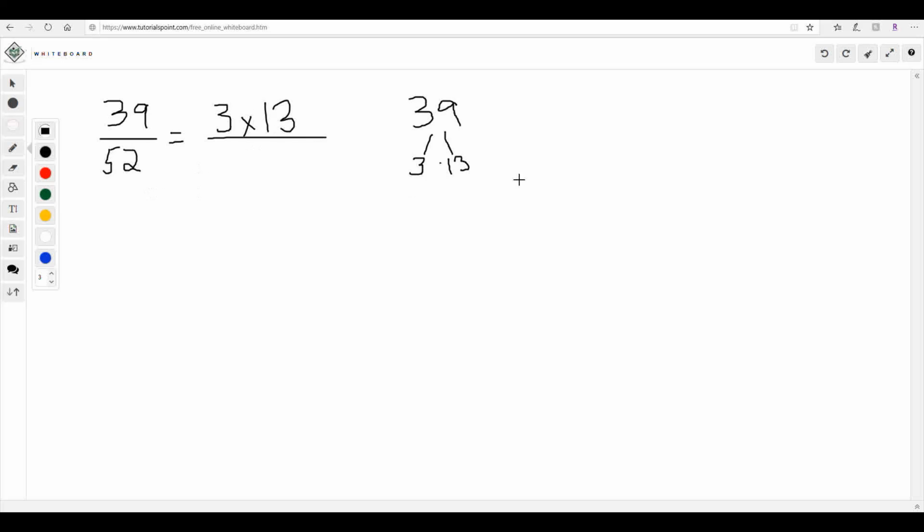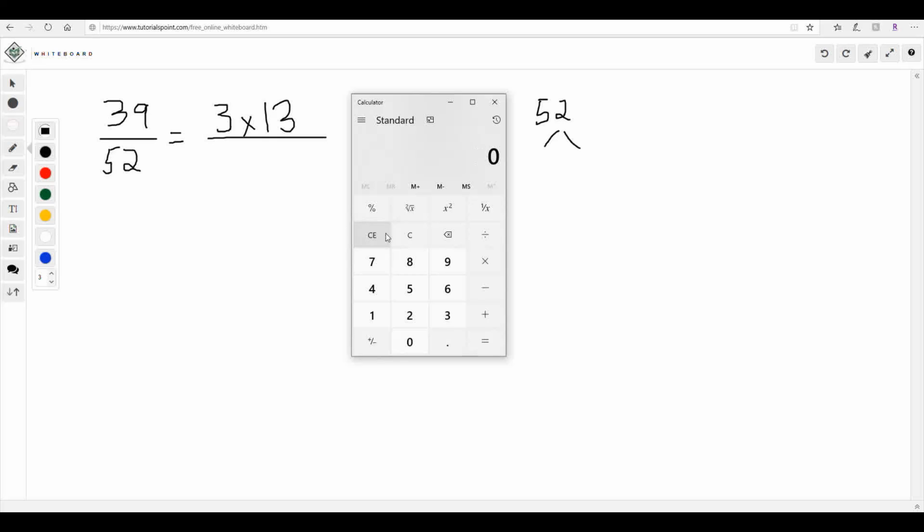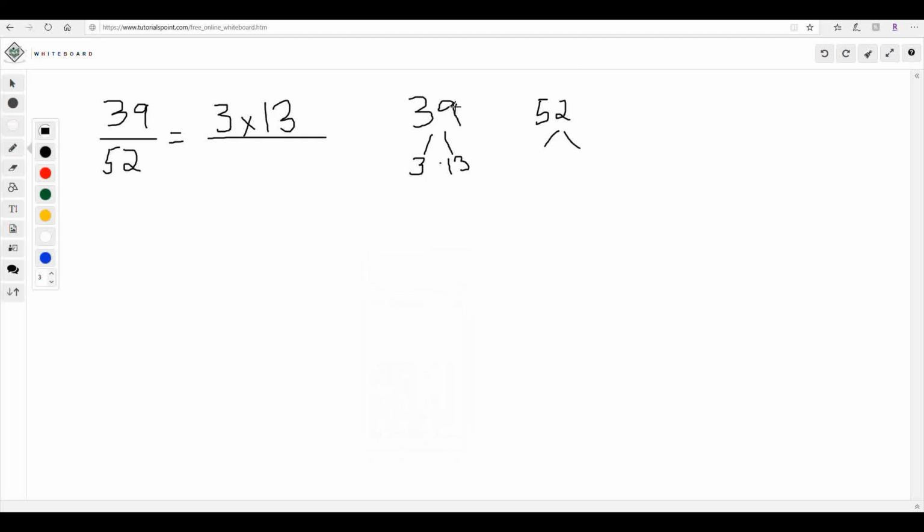Okay, now let's do 52. List its prime factors. So let's see. This says we can use the calculator. That's why I'm using the calculator. Well, I know that 52 is divisible by 2 because it's an even number. So let's do 52 divided by 2. So we have 26. So 2 and 26 are factors that equal 52.